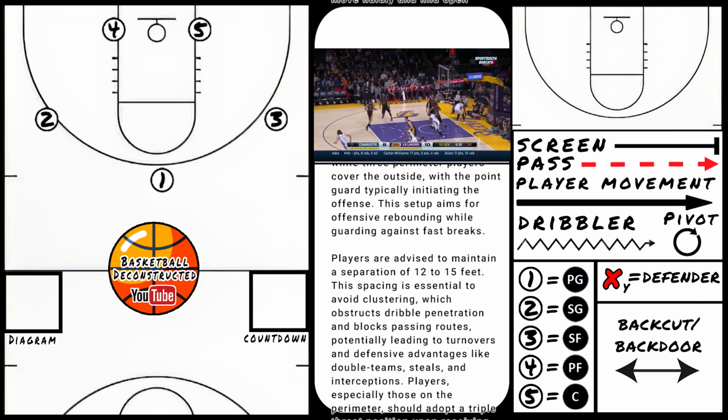In the 3 out, 2 in setup, 2 posts rotate, while 3 perimeter players cover the outside, with the point guard typically initiating the offense. This setup aims for offensive rebounding while guarding against fast breaks.